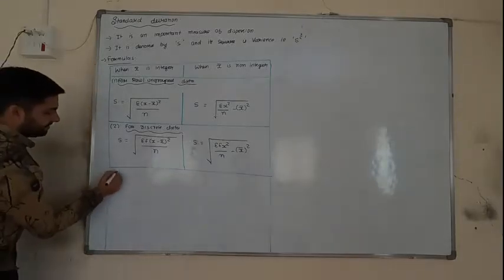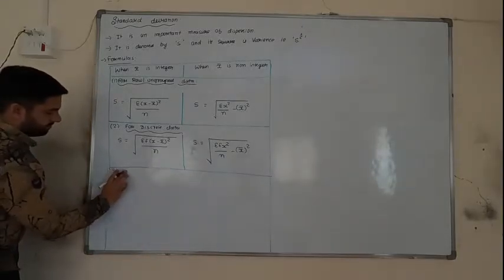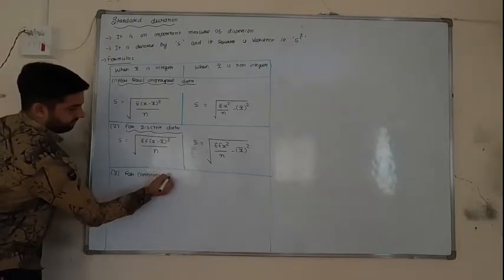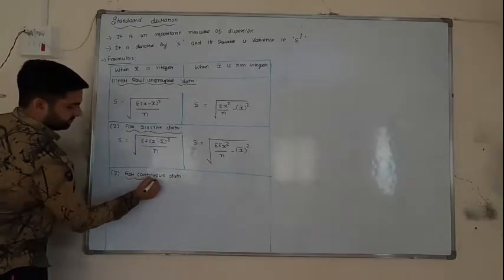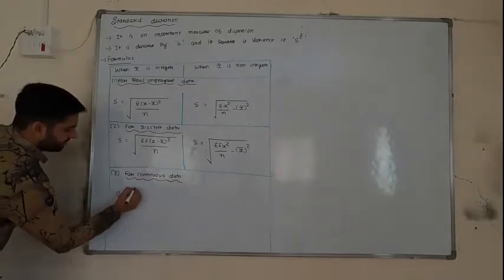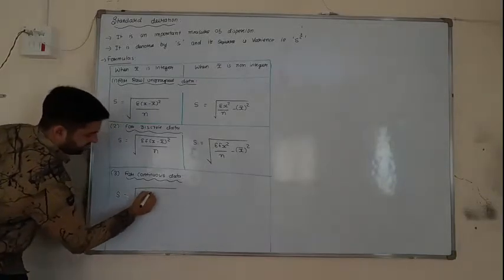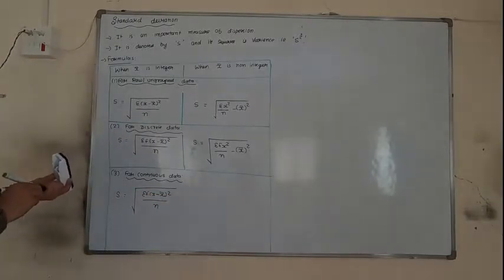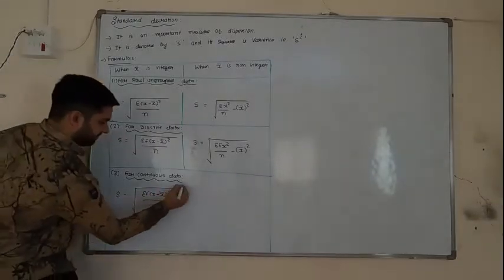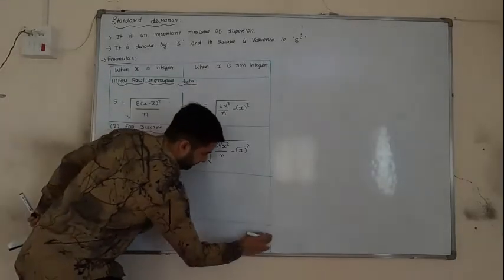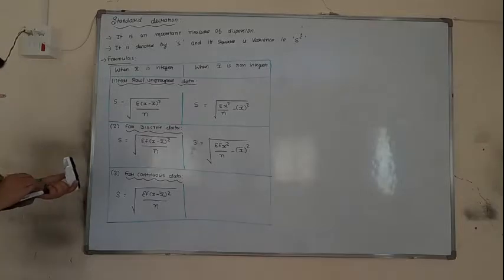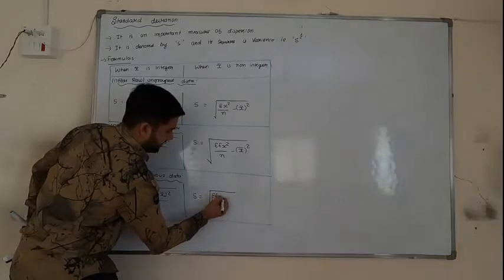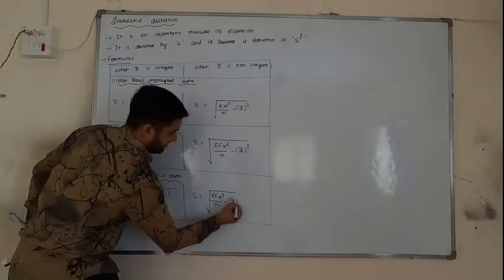And last, number 3, for continuous data. The formula is the same: s is the square root of sigma f x minus x bar square upon n. This I am just writing for formality; the formula is the same. Here also s is equal to the square root of sigma f x square by n minus x bar square.